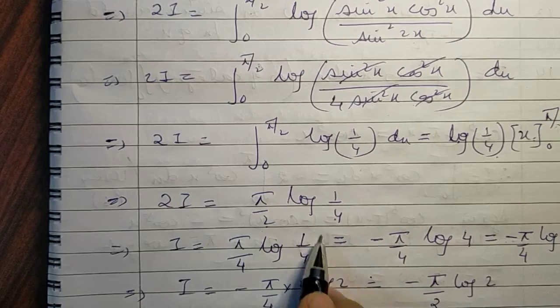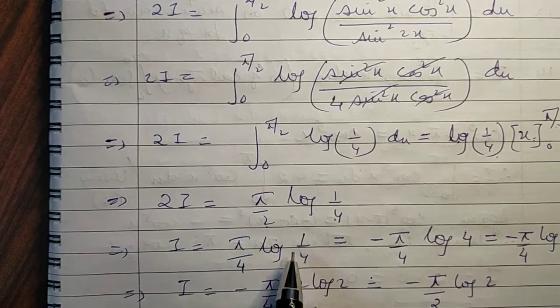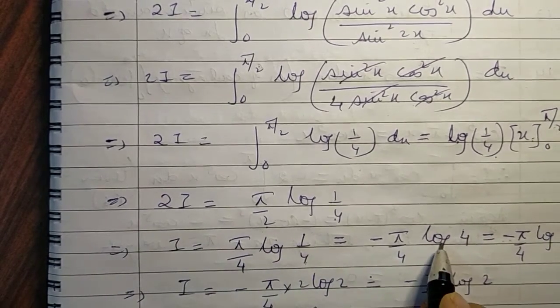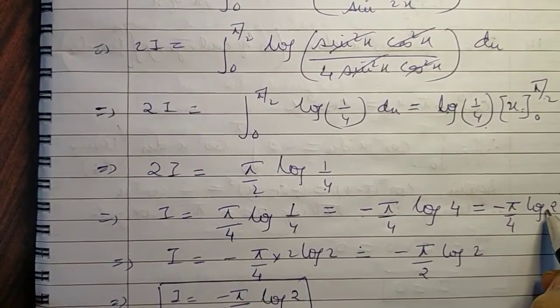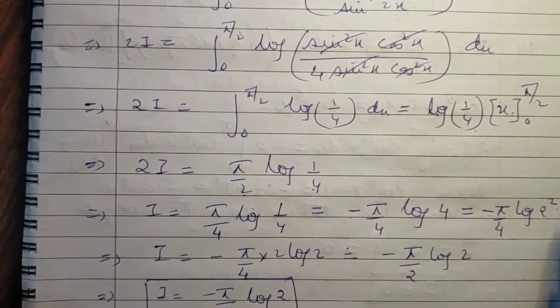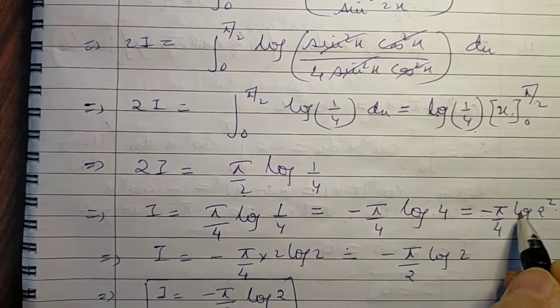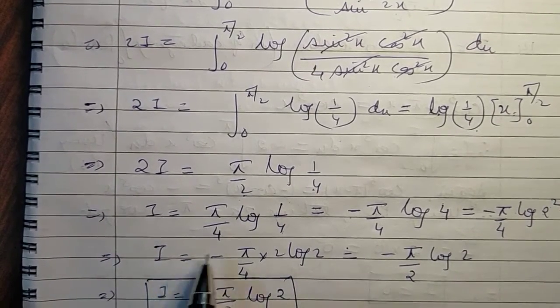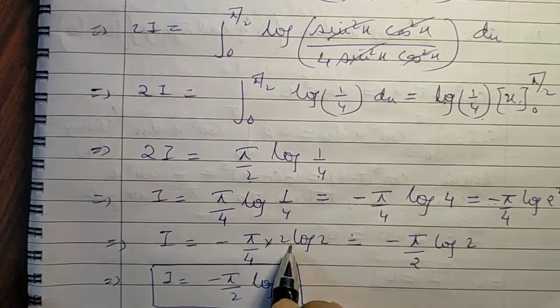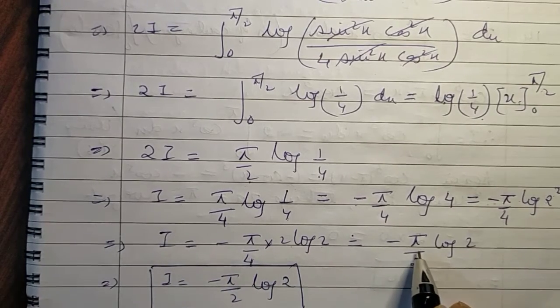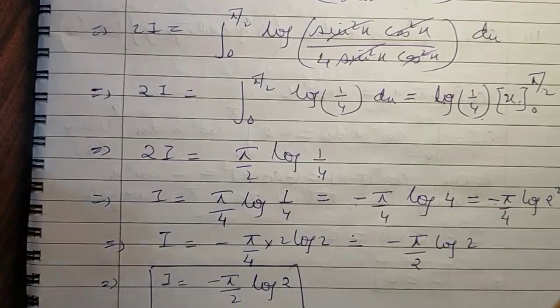Again using property of log, log 1 by 4 is minus log 4. Now again 4 can be written as 2 squared. So again using the property of log, this becomes 2 log 2. So we get I is equal to minus pi by 4 into 2 log 2, which gives us minus pi by 2 log 2, which is the answer.